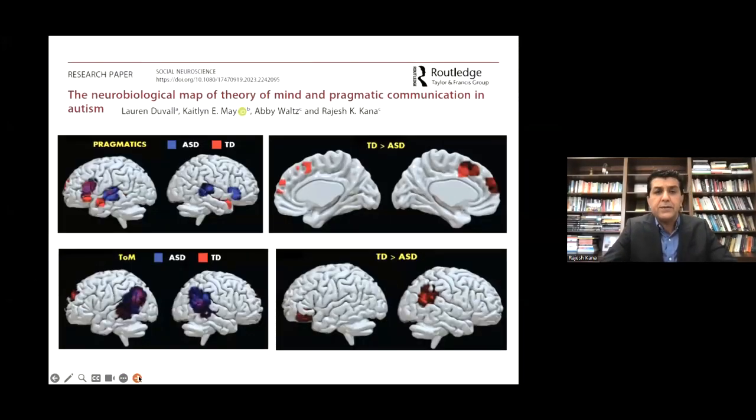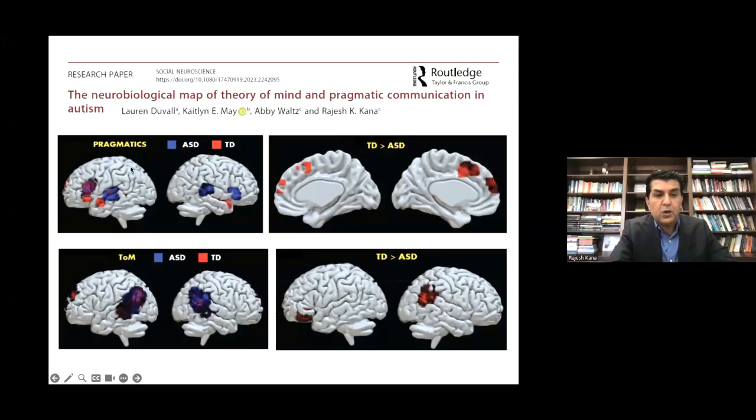Here is a very recent meta-analysis which we did and published a month ago, looking at the neurobiological map of theory of mind and pragmatic communication in autistic participants. So again, more discourse-related processing, across many studies of pragmatic communication and across many studies of understanding what other people are thinking. We looked at the brain activity patterns there.